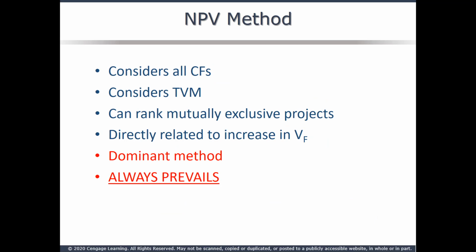NPV meets all the desired criteria for a capital budgeting method. All the cash flows are considered in the computation, meaning we use all the data we have. TVM is considered. NPV can be used to rank mutually exclusive projects. NPV is directly related to the value of the firm. In theory, if a project is accepted and pursued, the value of the firm will increase by the amount of the NPV. NPV is the dominant method. It always prevails. If other techniques give conflicting accept/reject decisions, NPV is the final word.